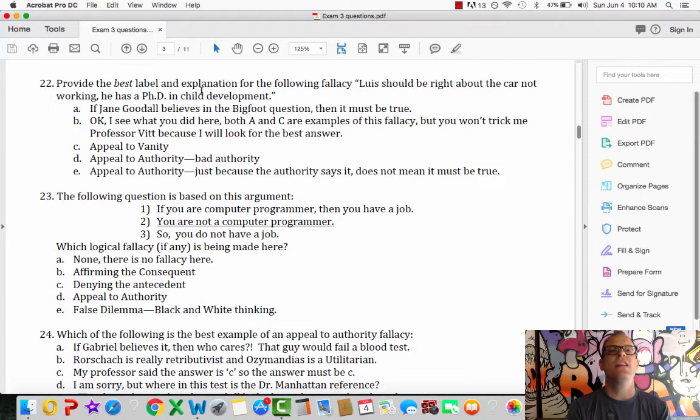Okay, provide the best label. This question, number 22, is testing your knowledge of the appeal to authority fallacy. Remember, appeal to authority, there are 2 versions of this fallacy. The first one is when you have bad authority. Somebody doesn't know what they're talking about.